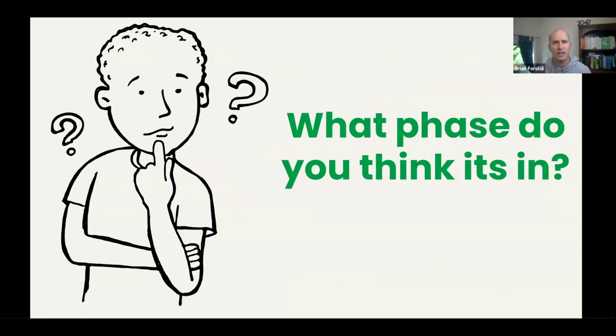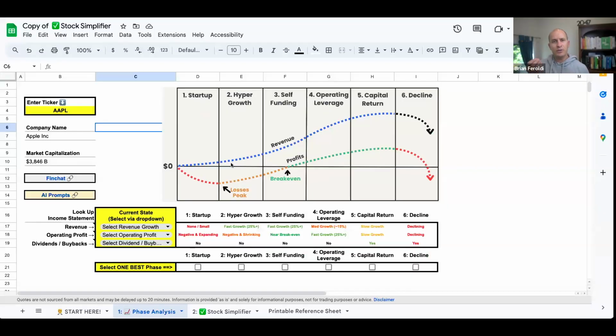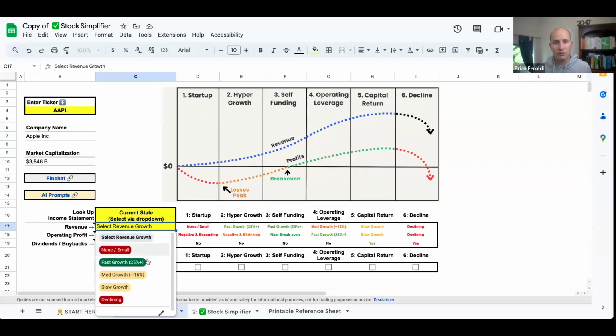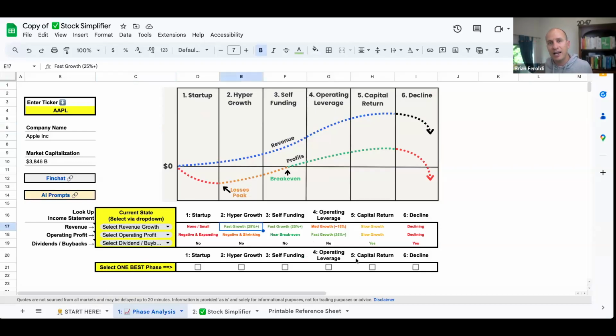I will say with Stock Simplifier, a key reason we ask this question first is it controls the rest of the checklist. What phase the company is in influences what metrics you should look at and what valuation tools you should use. So that's why we put this first. Now we do have a full tool here that we can use to fill in, and this will help guide us with which phase the company is in.